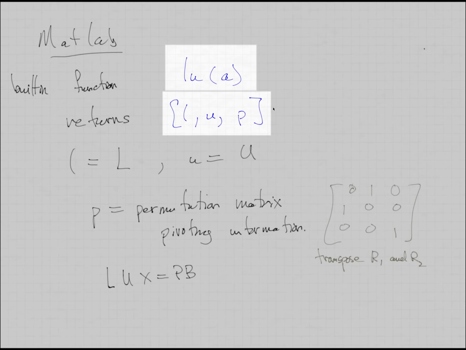So the way you use it in practice is, L is the lower triangular matrix, U is the upper triangular matrix, and P is the permutation matrix, which has the pivoting information.